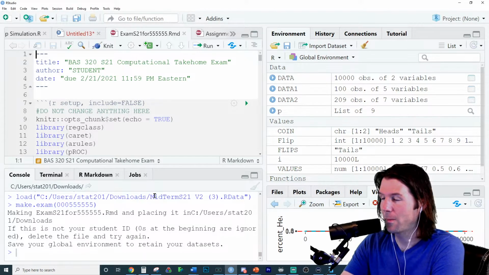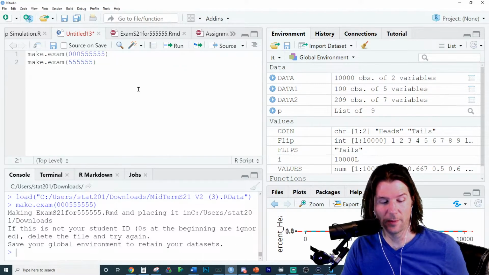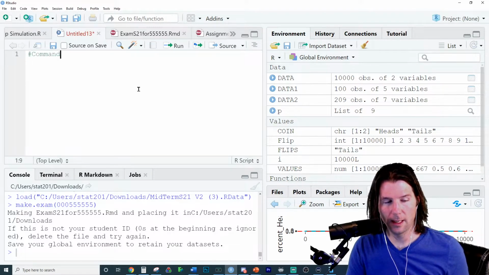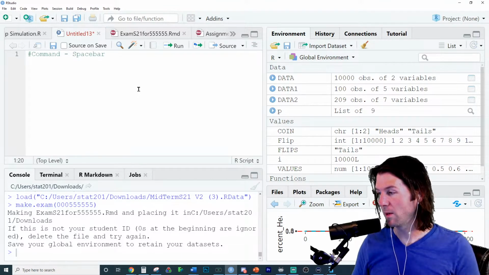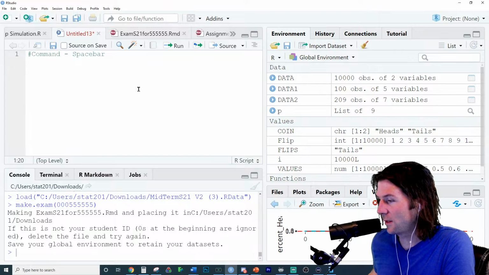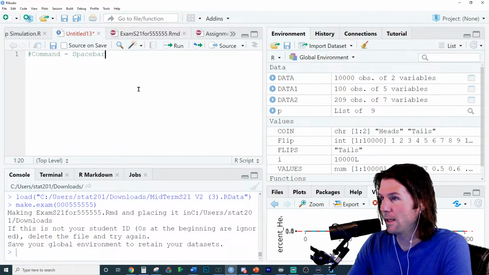So on a Mac, hit Command Spacebar. You want to hit Command and then Spacebar. So you'll hold Command and then you'll hit Spacebar. You bet, Jensen. Good to see you here, Jensen. So hit Command Spacebar, and that'll bring up the global search on the Mac. Start typing in exam S21.